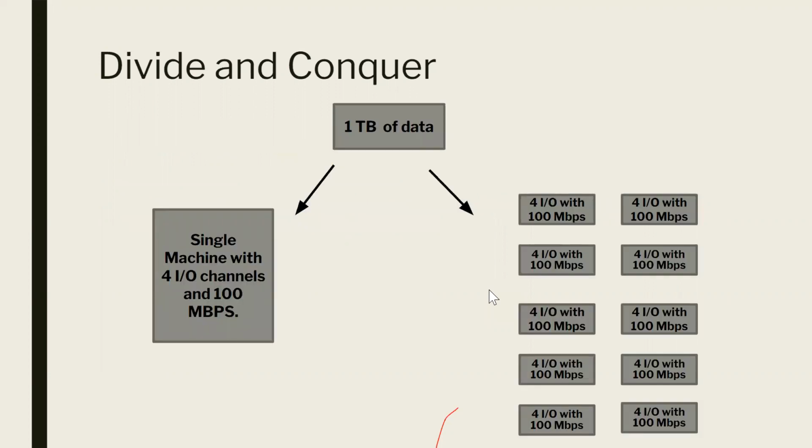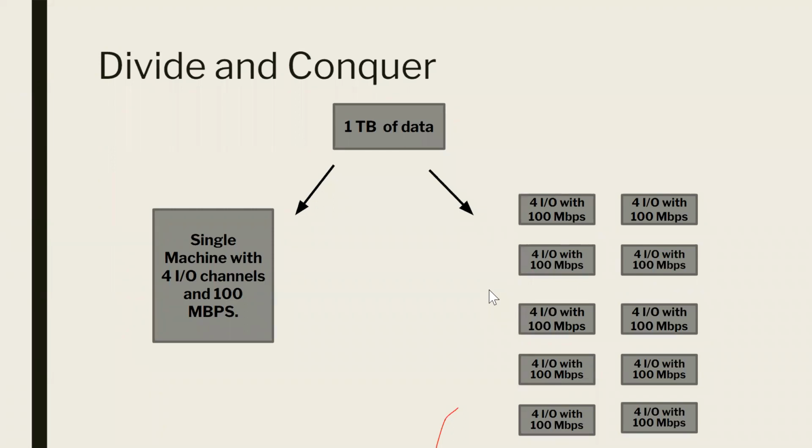Now, how does that divide and conquer look? Let's say initially there was a single machine with 4 IO channels and 100 Mbps. And now we have so many machines. Let's say, how many are there? There are 10 machines. And this is 1 TB of data, right?